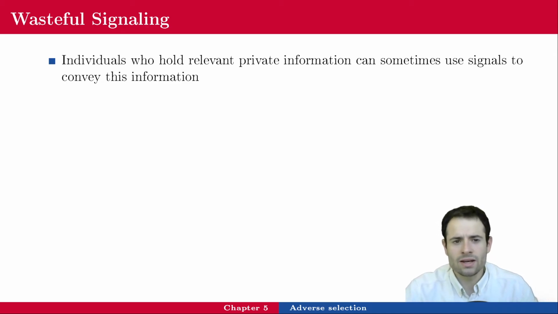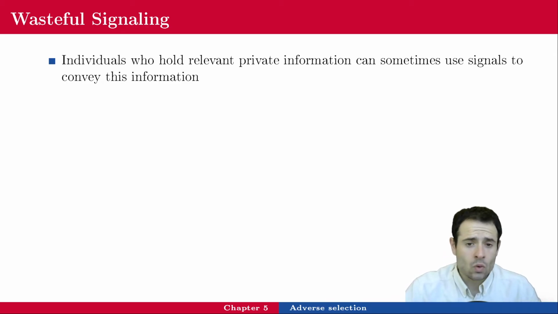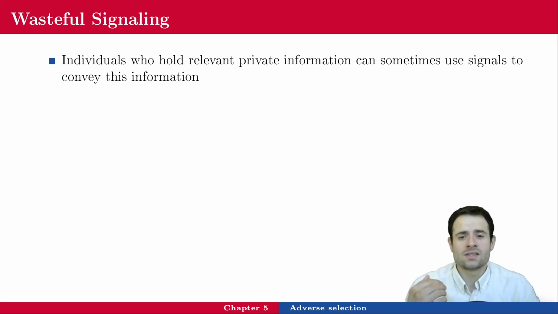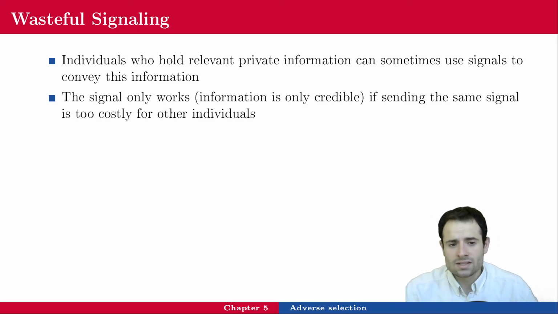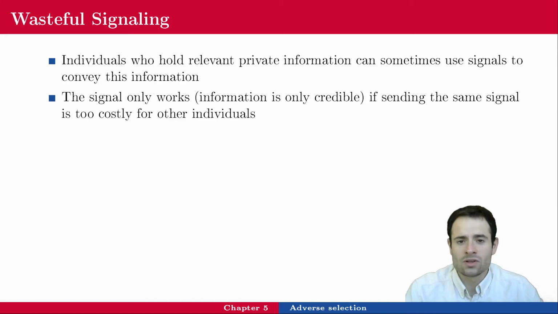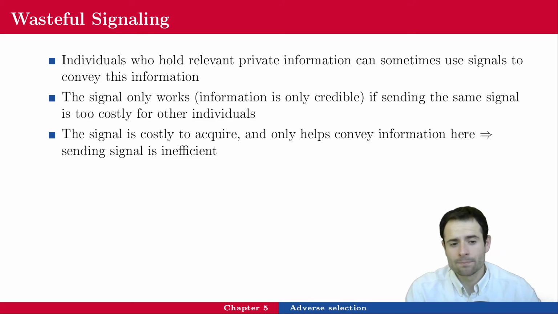So let's talk about signaling again, but signaling as a waste of resources. Individuals who hold relevant private information can use signals to convey this information. We said that the signal only works, as in information is only credible, if sending the same signal is too costly for other individuals. If everybody could get an education in this model, then the education would not be a credible signal. That's, education does not help me tell whether you are a high ability worker or not.